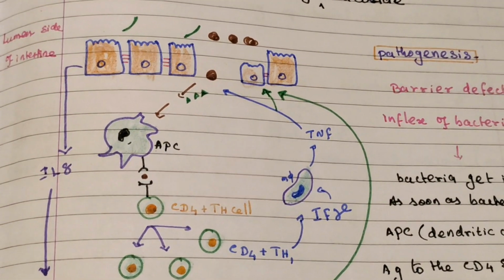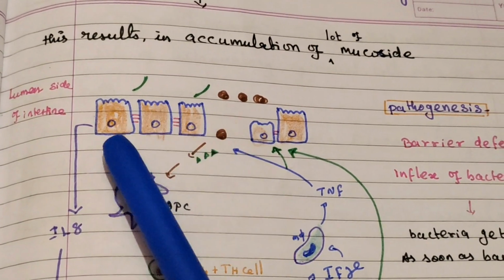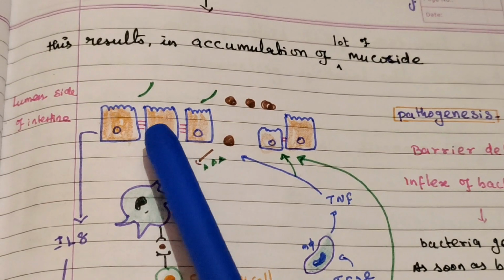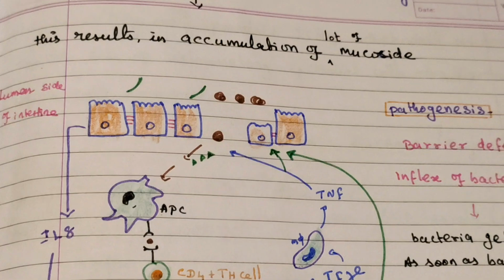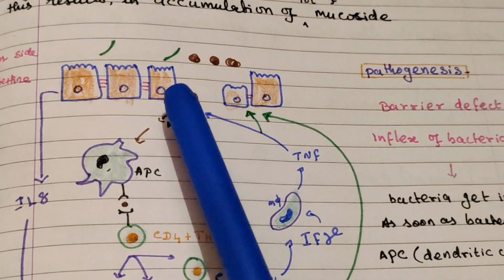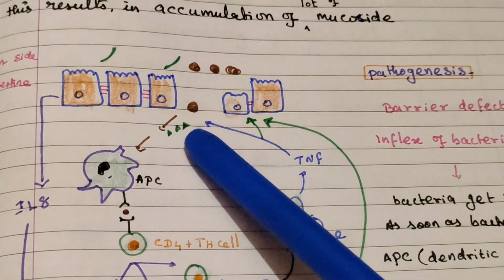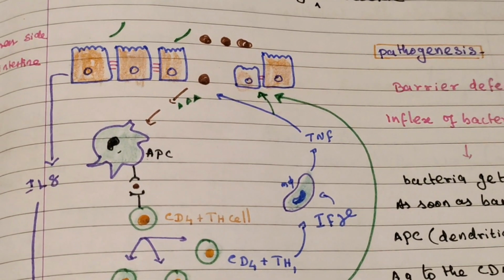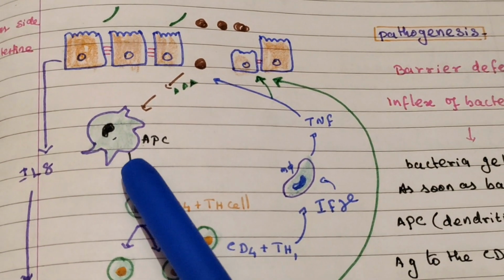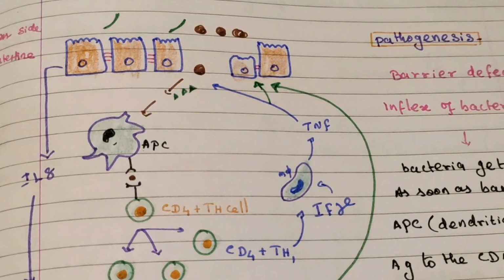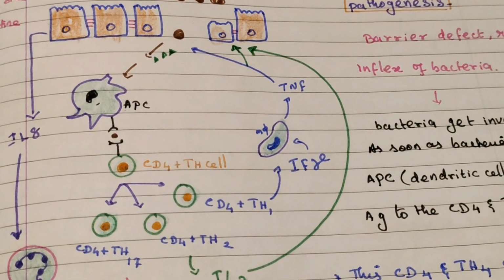Next, pathogenesis. This is the lumen side. This is the epithelium lining. Between the epithelial cells there is a tight junction. Whenever there is a barrier defect, it results in influx of bacteria. The bacteria, which are normal components, come inside and invade. As soon as the bacteria enter, the antigen presenting cell, that is the dendritic cell, presents antigen to the CD4 plus T helper cell.